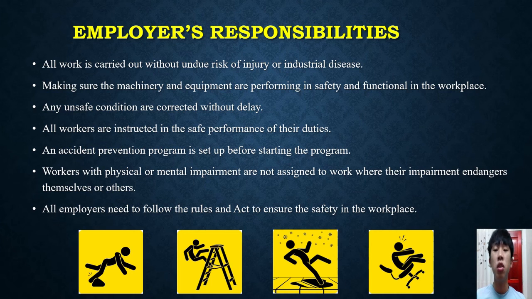Workers with physical or mental impairment are not assigned to work because maybe they will not focus in the workplace and may cause them to be injured or killed in the workplace. The last one is all employees need to follow the rules and act to ensure safety in the workplace. Otherwise, for example, the employer or employee may be injured or killed in the workplace. So the employer needs to take responsibility to make sure the people in the workplace are safe.